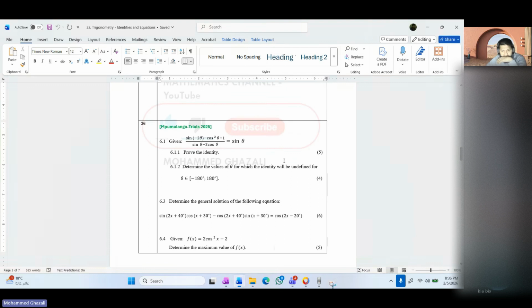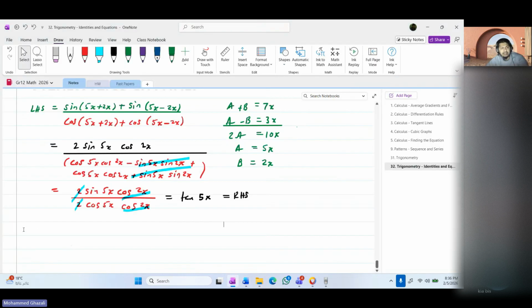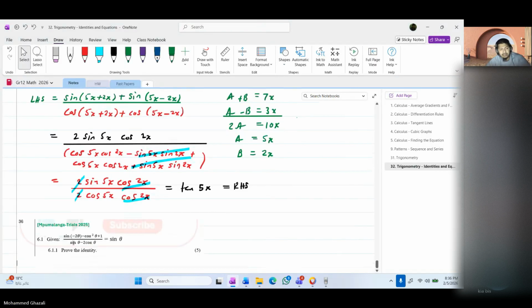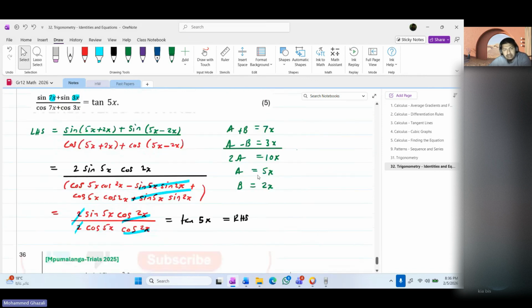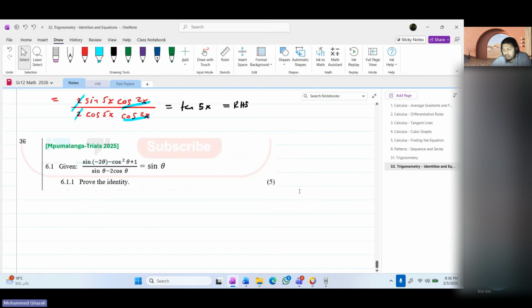Again, prove the identity. You can see it has a set format. IEB has similar types of questions as well, right? You have all the knowledge to do the IEB questions. Next one. Look at this.